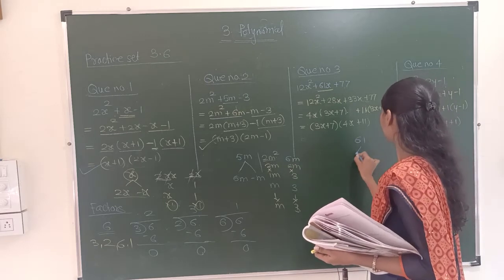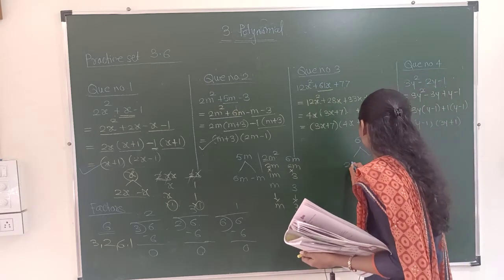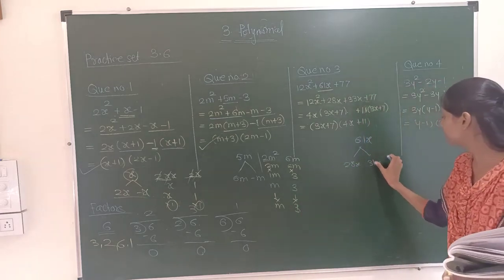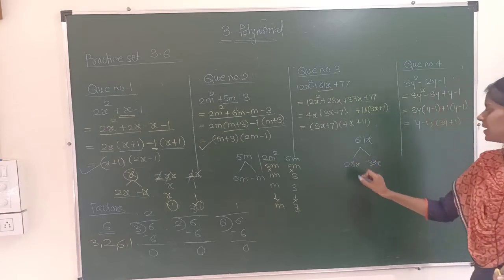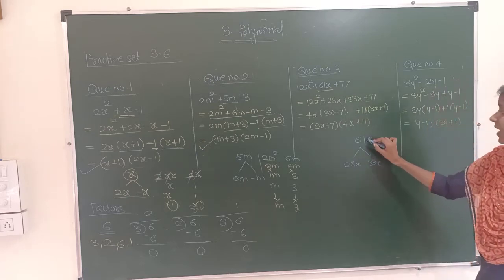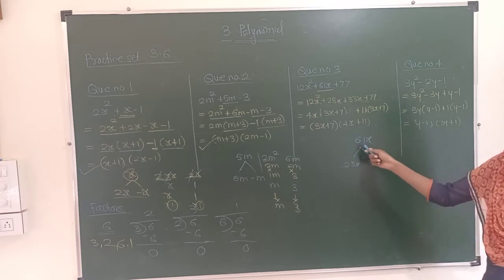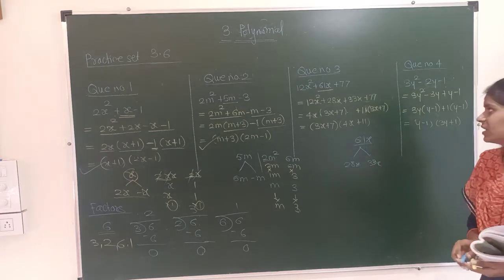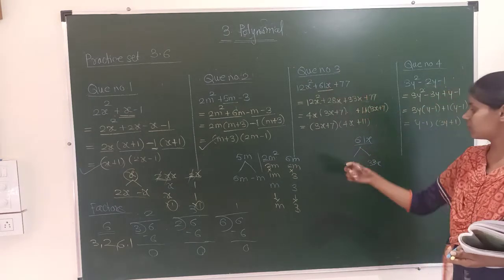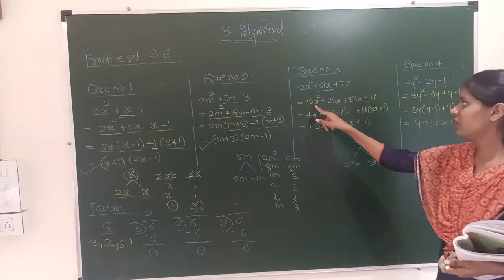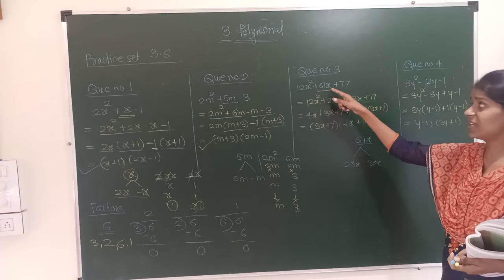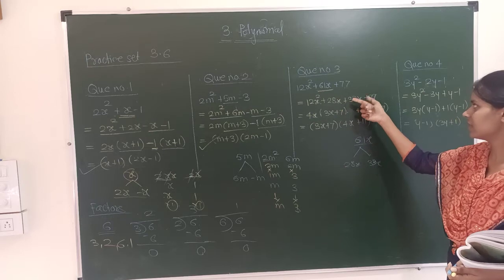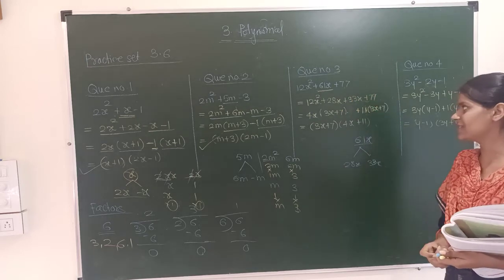So we have to factorize 61x. See, 28x plus 33x is 61x. Okay, 3 plus 8 is 11. Here 2 plus 3 is 5 plus 1 is 6. So 28x plus 33x is 61x. So we have to replace 61x by 28x and 33x. First term we will write as it is, 12x square. 61x can be replaced by 28x plus 33x, and last term plus 77 as it is.